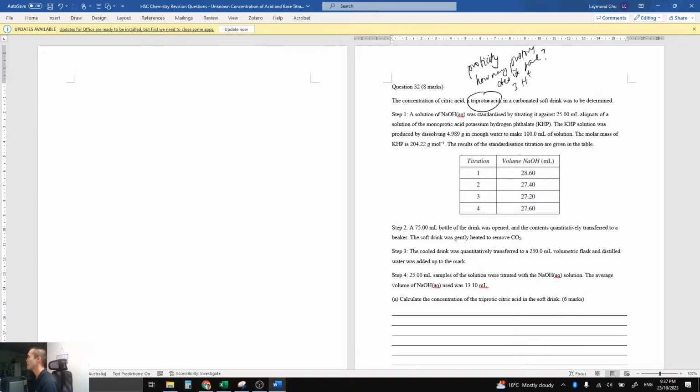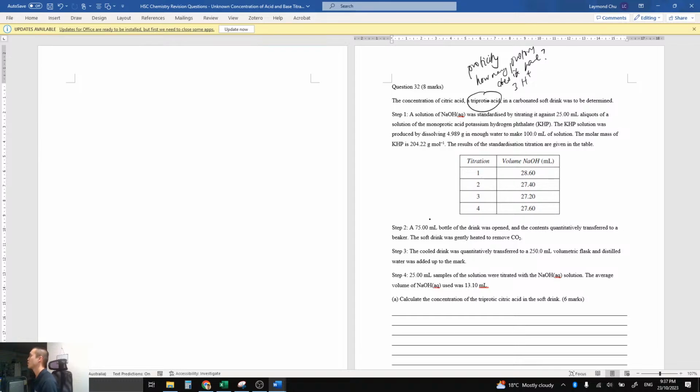Okay, step 1, a solution of NaOH solution was standardized by titrating it against 25 mL aliquots of a solution of monoprotic acid, potassium hydrogen phthalate, KHP. The KHP solution was produced by dissolving 4.989 grams in enough water to make 100 mL of solution. The molar mass of KHP is 204.22 grams per mole. The results of the standardization titration are given in the table.